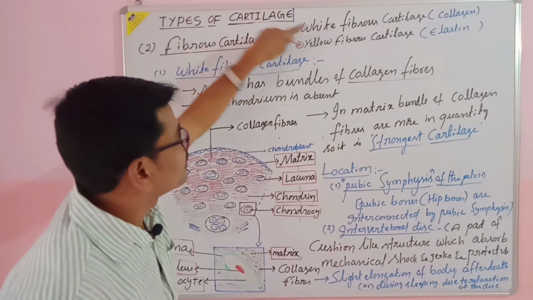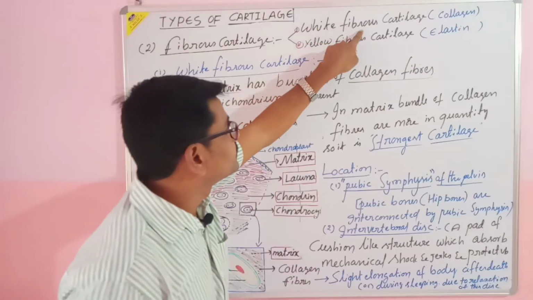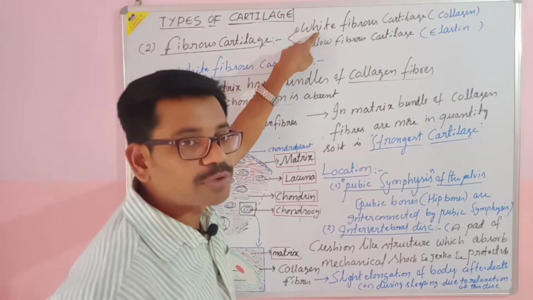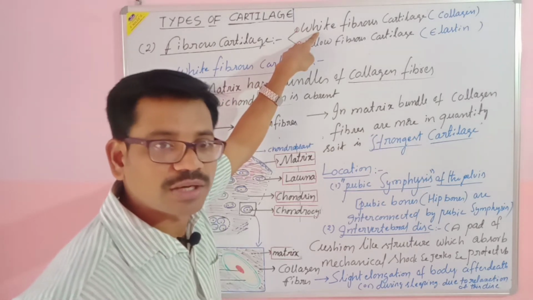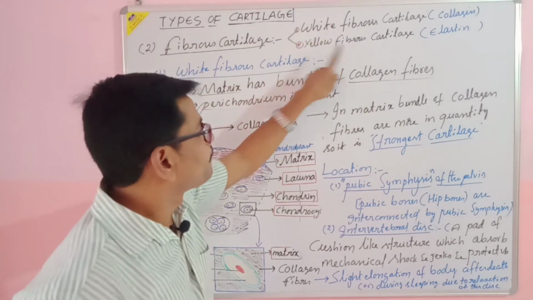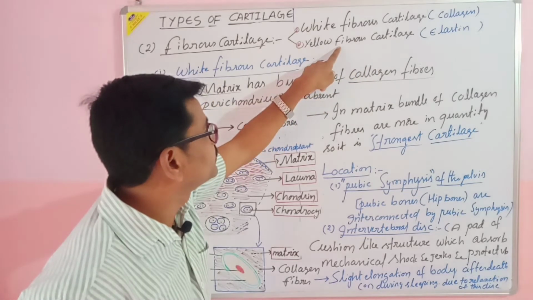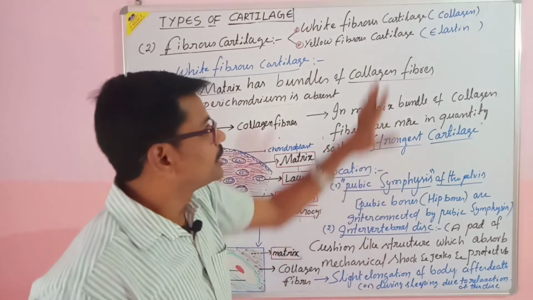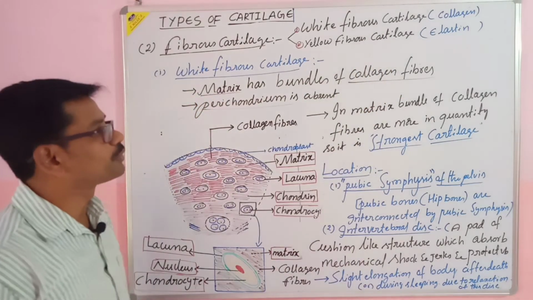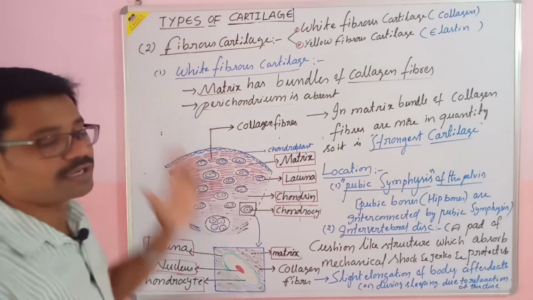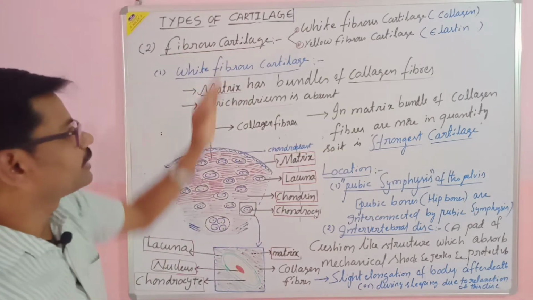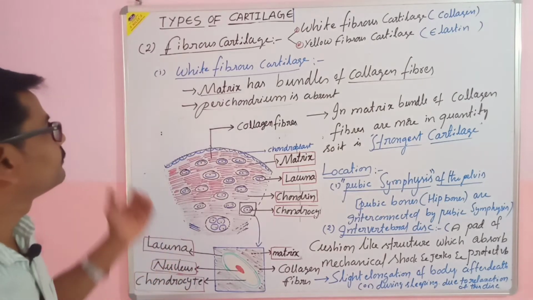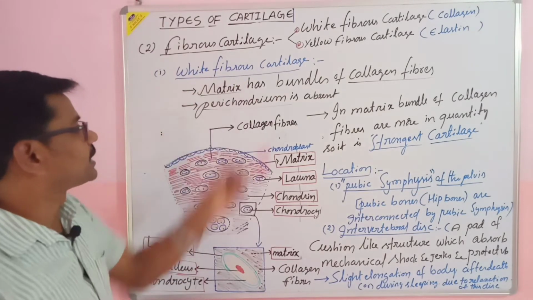White fibrous cartilage has fibers made up of a white colored protein called collagen. Are you clear? The second type has fibers made of a yellow colored protein called elastin. Due to the presence of collagen and elastin proteins, these are divided into two types: white fibrous cartilage and yellow fibrous cartilage. Let us see the first one, white fibrous cartilage.